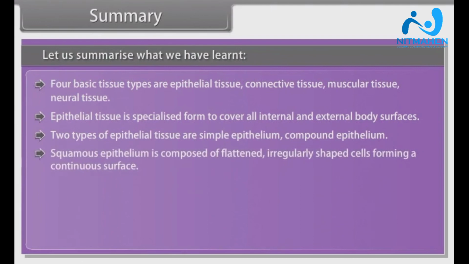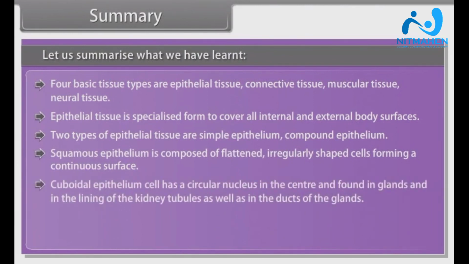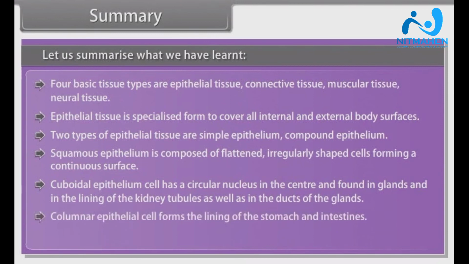Squamous epithelium is composed of flattened, irregularly shaped cells forming a continuous surface. Cuboidal epithelium cell has a circular nucleus in the center and is found in glands and in the lining of the kidney tubules as well as in the ducts of the glands. Columnar epithelial cells form the lining of the stomach and intestines. Compound epithelium consists of more than one layer of cells.